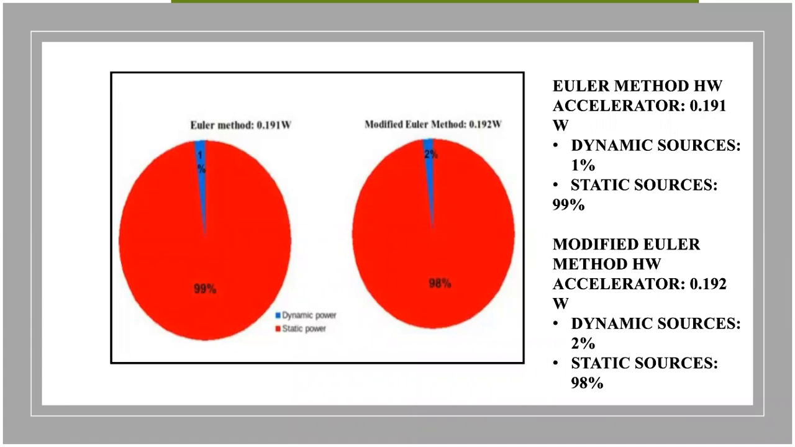If we see this slide, we can see that the Euler method hardware accelerator has a power consumption of 0.191 watt, of which dynamic sources have 1% of the power usage, as well as the static sources have 99% of the power usage. In case of the modified Euler method hardware accelerator, the power consumption is 0.192 watt, in which dynamic sources have 2% of the power usage, as well as the static sources have 98% of the power usage.